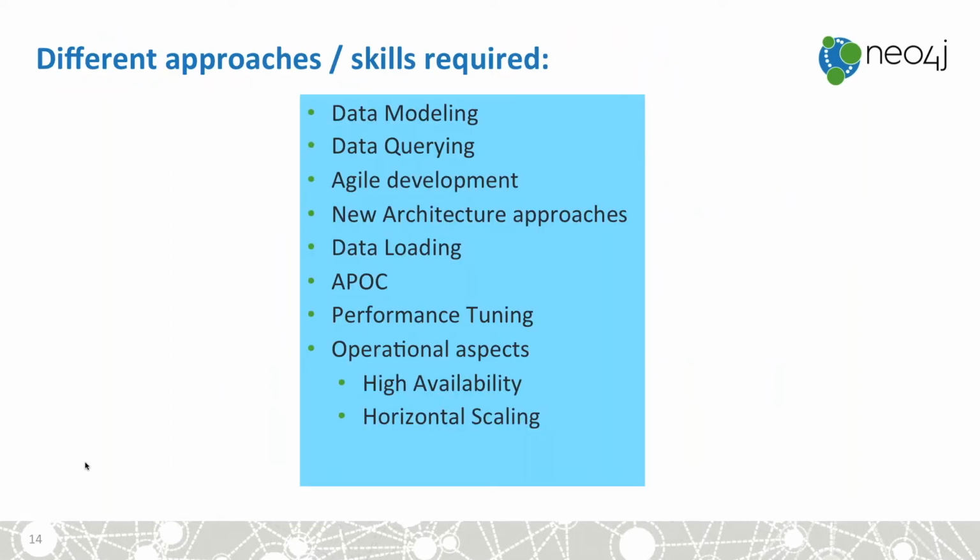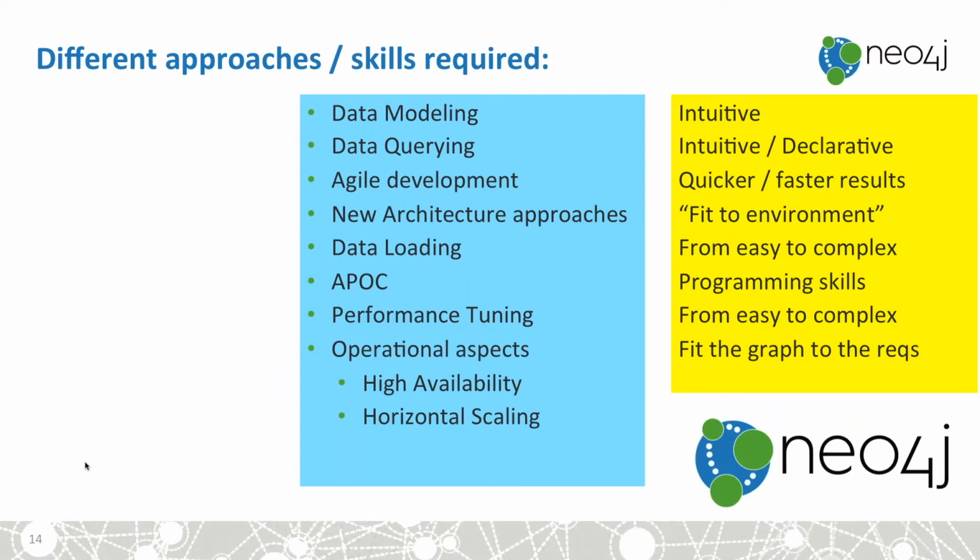If we compare the different approaches, we can state the following. With Neo4j, the data modeling gets more intuitive, and querying the data gets more intuitive and less complex. Agile development approaches can be implemented and provide quicker and faster results. With architecture, data loading, stored procedures, performance tuning, and the operational aspects, the new skill set and complexity needed depends on the complexity of the use case.